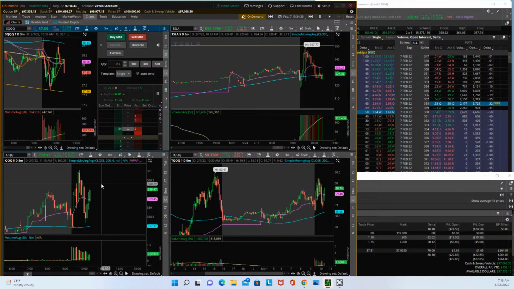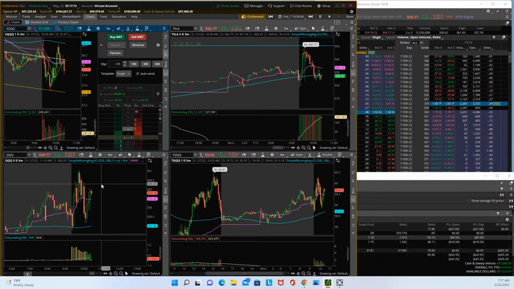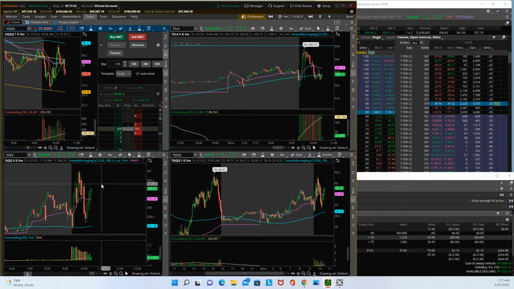And now we're pushing higher, so this is where you have to have fortitude, patience, and strength, because now it's reversing, and now we're above VWAP, looking like we might make a recovery.